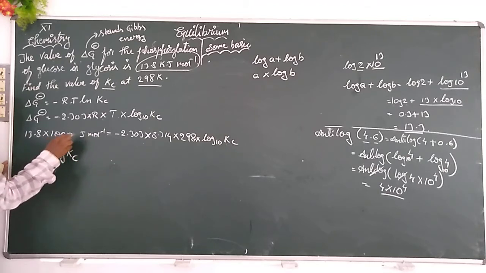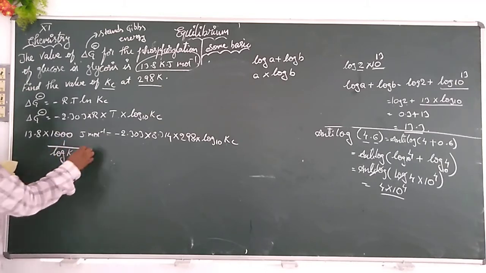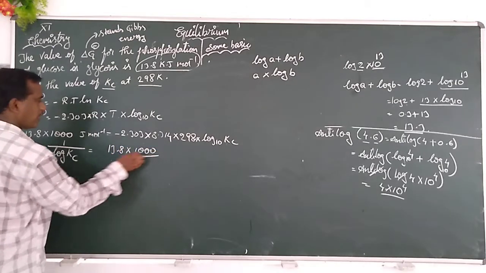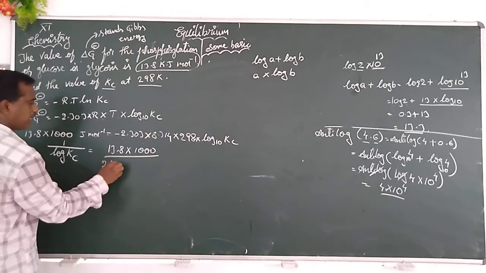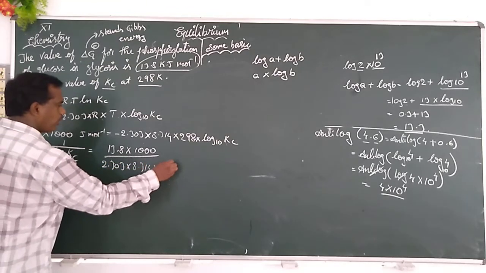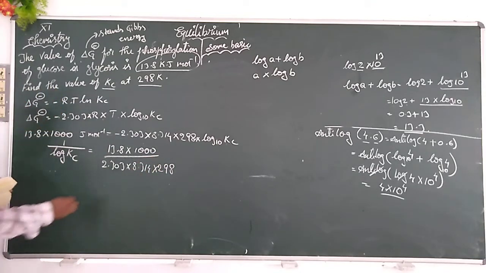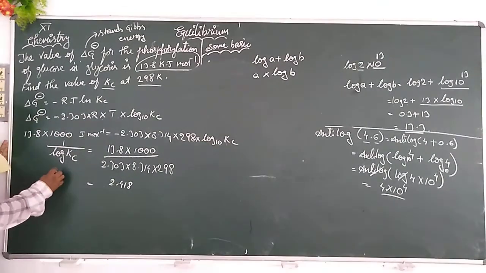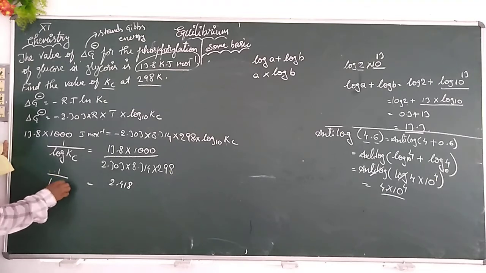So when you bring it to this side, it becomes 1 by log Kc is equal to 13.8 into 1000 upon 2.303 into 8.314 into 298. Once please check the value and tell me how much we are getting, children. Is it around 2.418? 2.418. So 1 by log Kc is equal to 2.418.